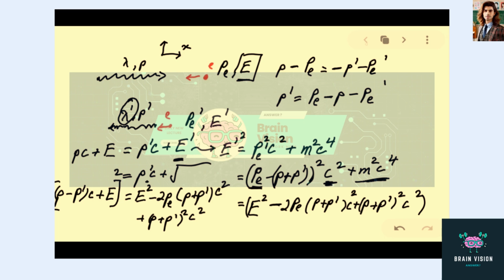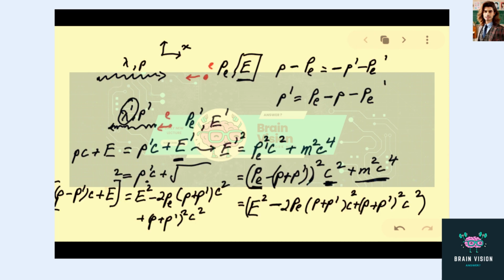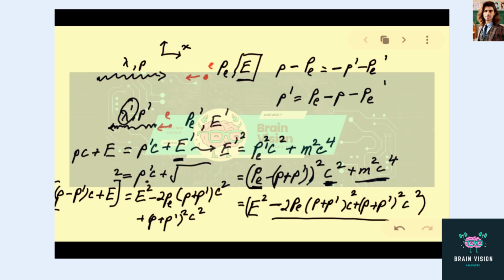And one of the interesting things is that the E square term will cancel out. So we have P minus P prime square C square. Because this is a plus E, so we will plus 2 times of P minus P prime C times E plus E square is equals to E square along with the rest of the terms, which is minus PE.